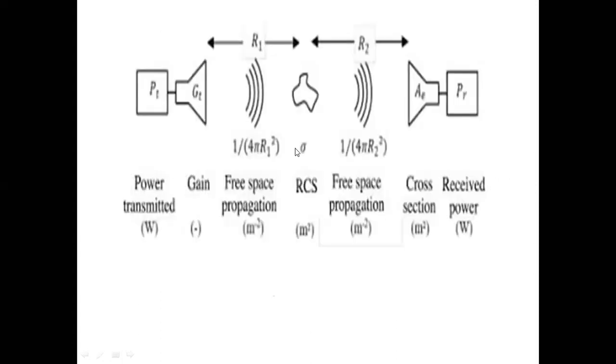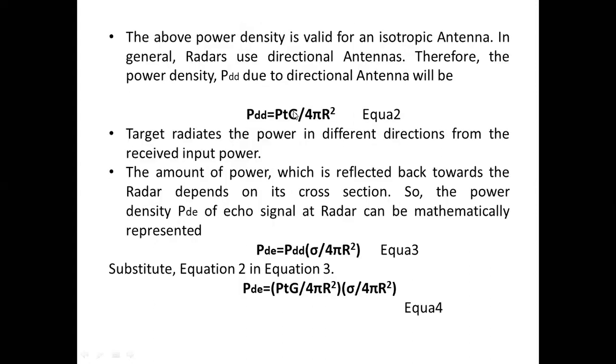Once again, see the diagram here. PT G by 4 pi R square into radar cross section. PT G by 4 pi R square we can represent as PDD. Now the received echo signal, that is the power density of the echo signal, is represented as PDE equal to PDD into radar cross section by 4 pi. Substitute equations 2 and 3.